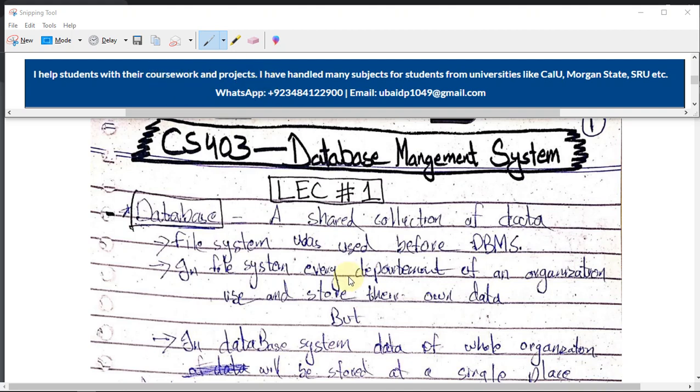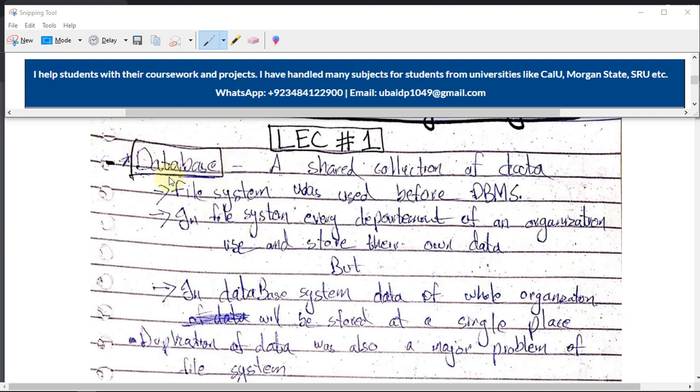Right, let's get started with lecture 1 of today's video. And let's define the database first. So a shared collection of data is the simplest definition of the database.